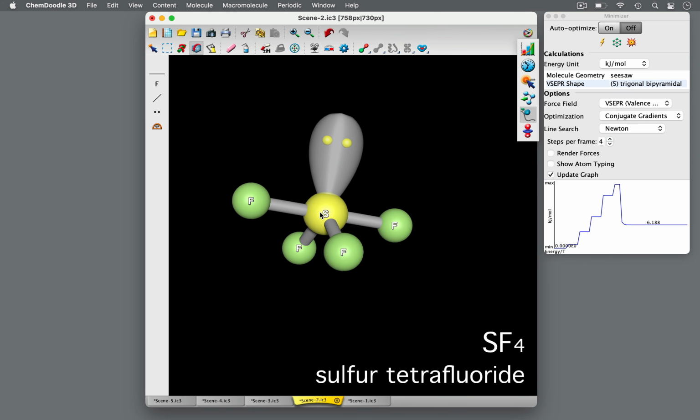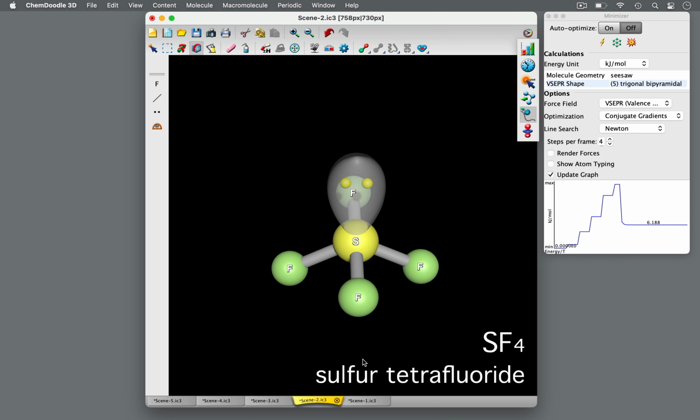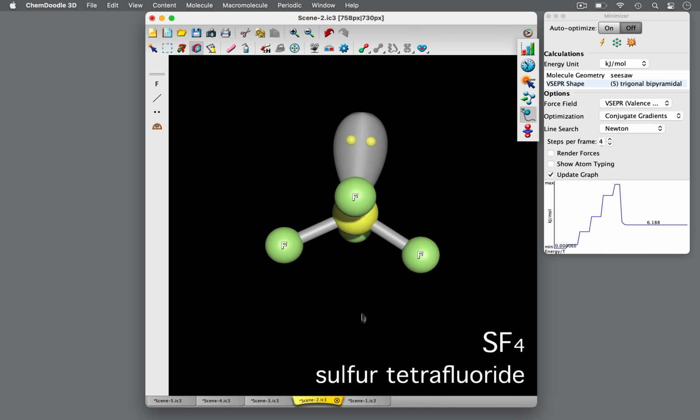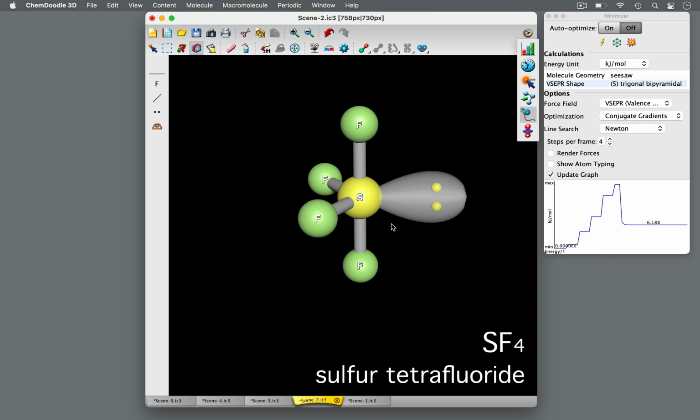When turned this way, we see why it's called seesaw. Because it looks like a seesaw, the playground equipment that goes up on one end while the other end goes down, and vice versa. With 5 regions of high electron density, sulfur tetrafluoride has a similar shape to the trigonal bipyramidal geometry. There are 2 axial fluorine atoms, one up and one down. In the equatorial positions, there are 2 fluorine atoms in the middle and 1 lone pair.